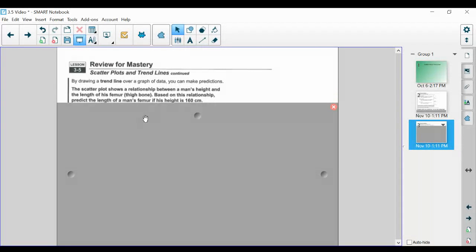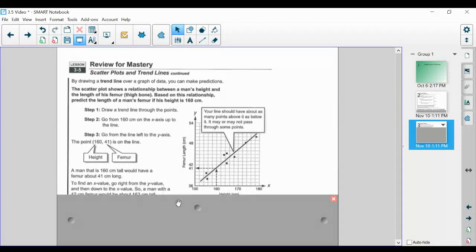So below it says a scatter plot shows the relationship between a man's height and the length of his femur, the thigh bone. Based on this relationship, predict the length of a man's femur if his height is 160 centimeters. So we're given a graph over on the right-hand side. And the first thing that we want to do is draw that trend line.